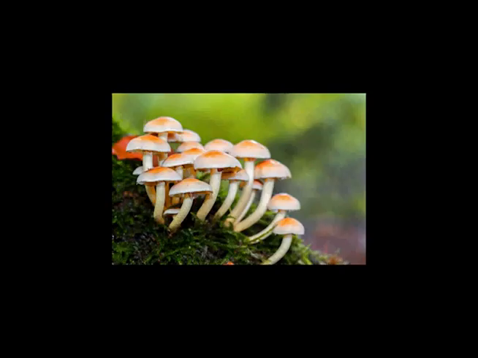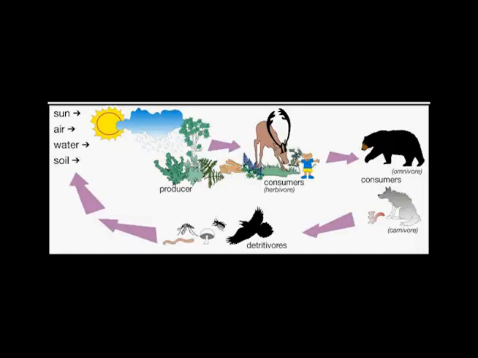The last part of the food chain is the decomposers. They're an organism, usually a bacteria or fungus, that breaks down the cells of dead plants or animals into a simpler substance. Those simpler substances are then again used to help get the energy to the producers and start the food chain all over again.